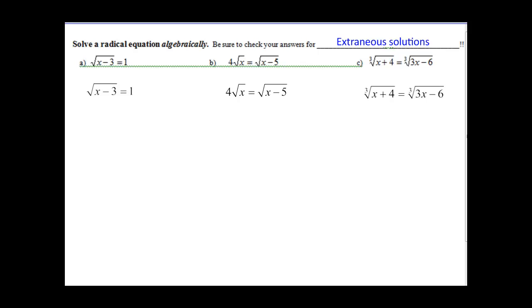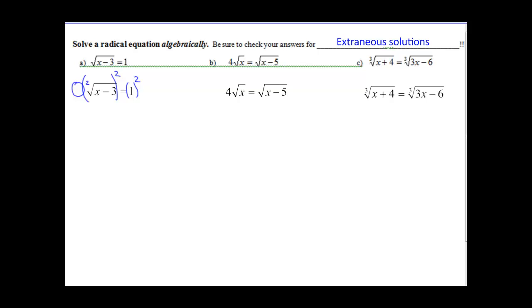Alright, following the rules. Isolate the radical. Well, at least on A, it is isolated. There's nothing being multiplied out here or added or subtracted. So it is isolated. It is equal to something. Now we're going to raise both sides to the index, which, if you remember, is 2. We're going to raise that to the 2nd power. Whatever you do on one side, you need to do on the other side.